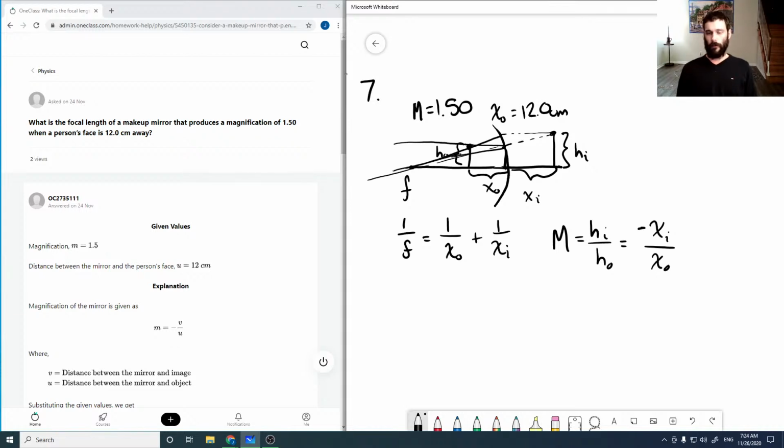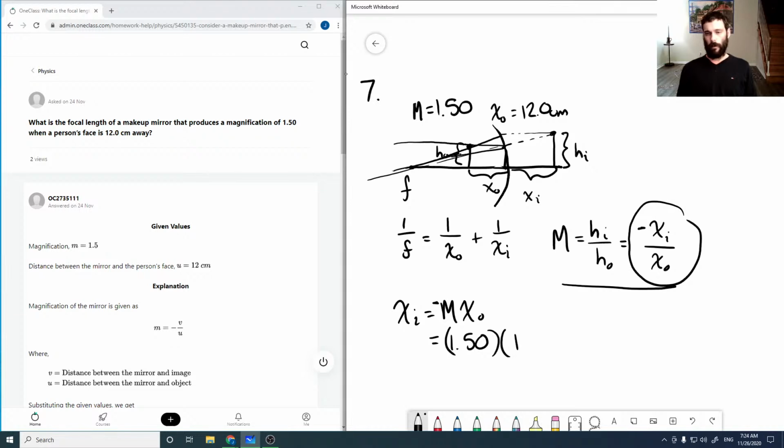So that means that solving this equation, specifically this one, for magnification, the x for our image is minus m times x of the object, which is minus 1.50 times 12.0 centimeters, which comes out to be, I forgot the negative sign, minus 18 centimeters. So the assumption that we had a virtual image is correct.